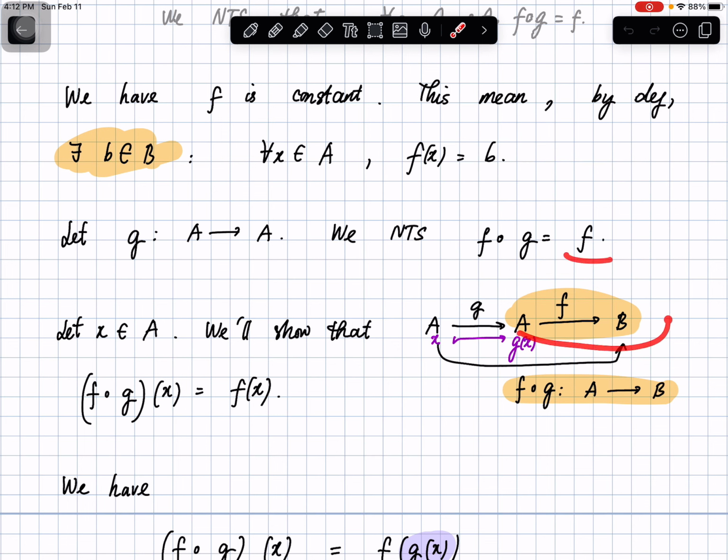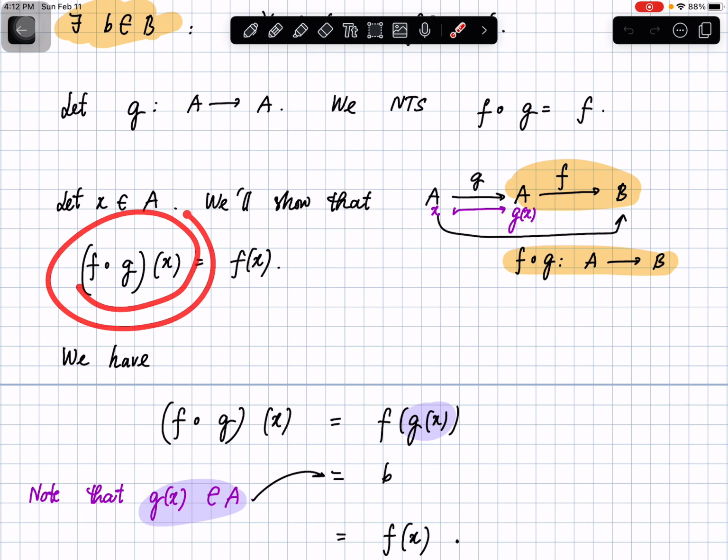Function f is a function from A to B. Function f dot g is a composition of f with g. It goes from A to B, so the domain is A and the codomain is B. So f and f dot g have the same domain and the same codomain. We only need to show that for all x in A, f dot g of x equals f of x, by a theorem we know before. So now let's pick x in A. We will show that f dot g of x equals f of x.